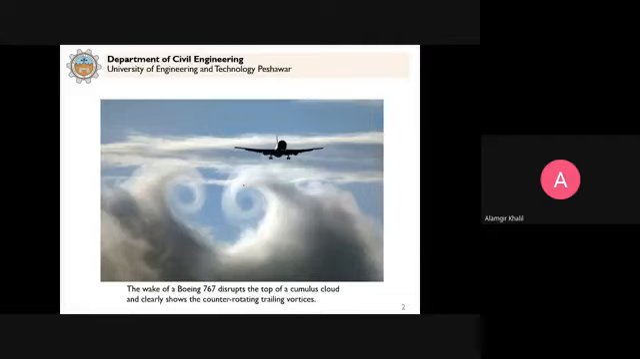So now in this case, you can see here that counter-rotating means that this rotates in this direction here, and this rotates in this direction here. Clear? So these are the trailing vortices, and this is a similar phenomenon we are going to observe when we study the forces which are acting on bodies when they are moving through the fluid. Clear?